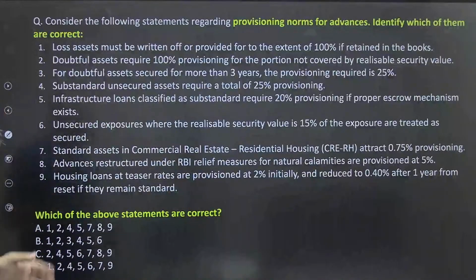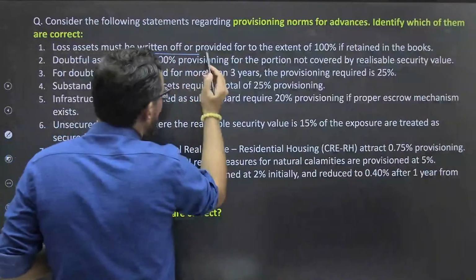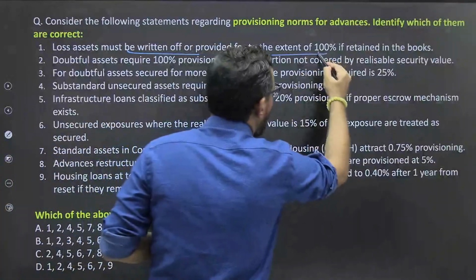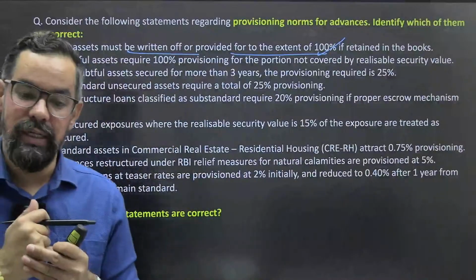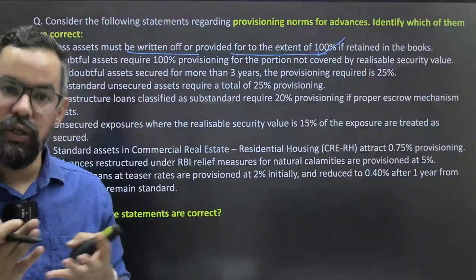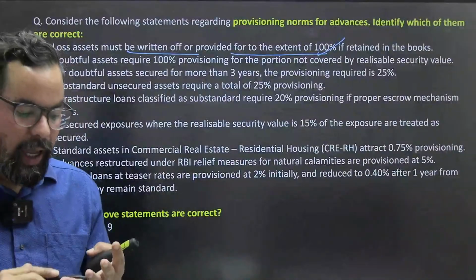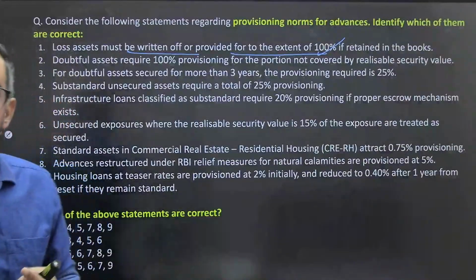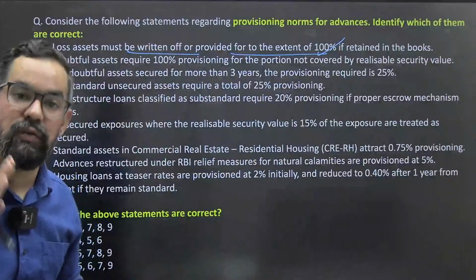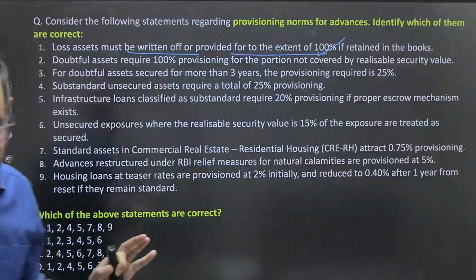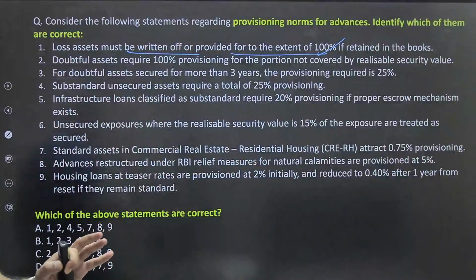Loss asset must be written off or provided at the extent of 100% retained in the book. If it comes to the loss asset, first they should be written off from the balance sheet, and if for any purpose we are keeping that particular asset in our books, there should be a 100% provision for this. ठीक है, true है पहला statement आपका. किसी को कोई डाउट है इसमें? बिल्कुल भी कोई डाउट नहीं होना चाहिए.